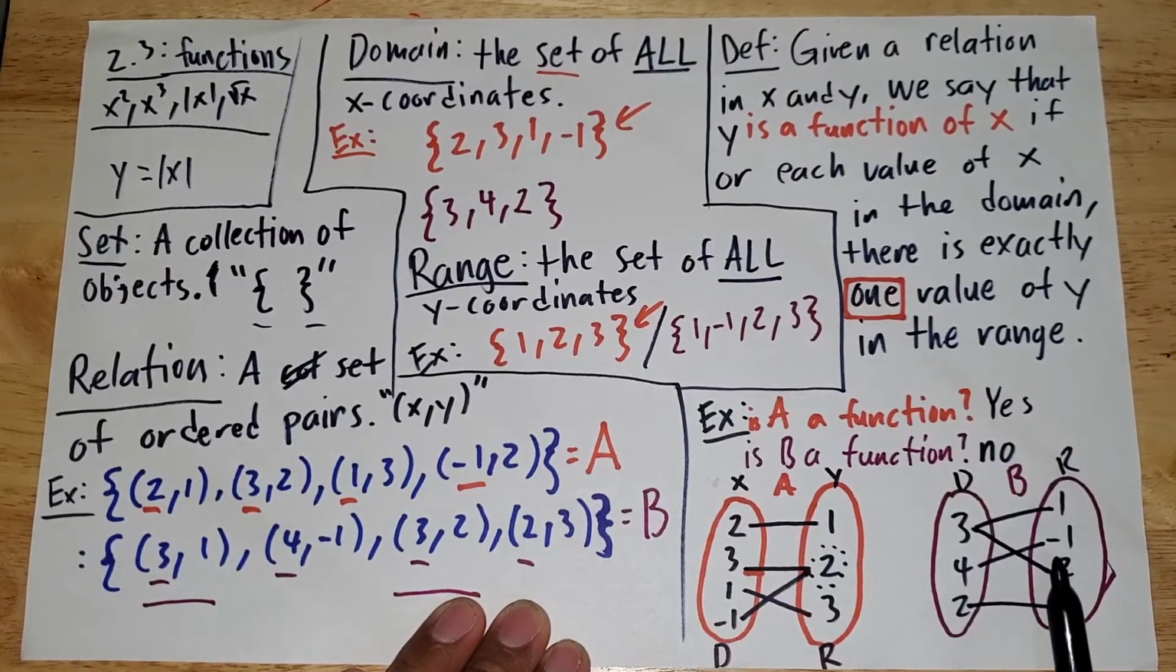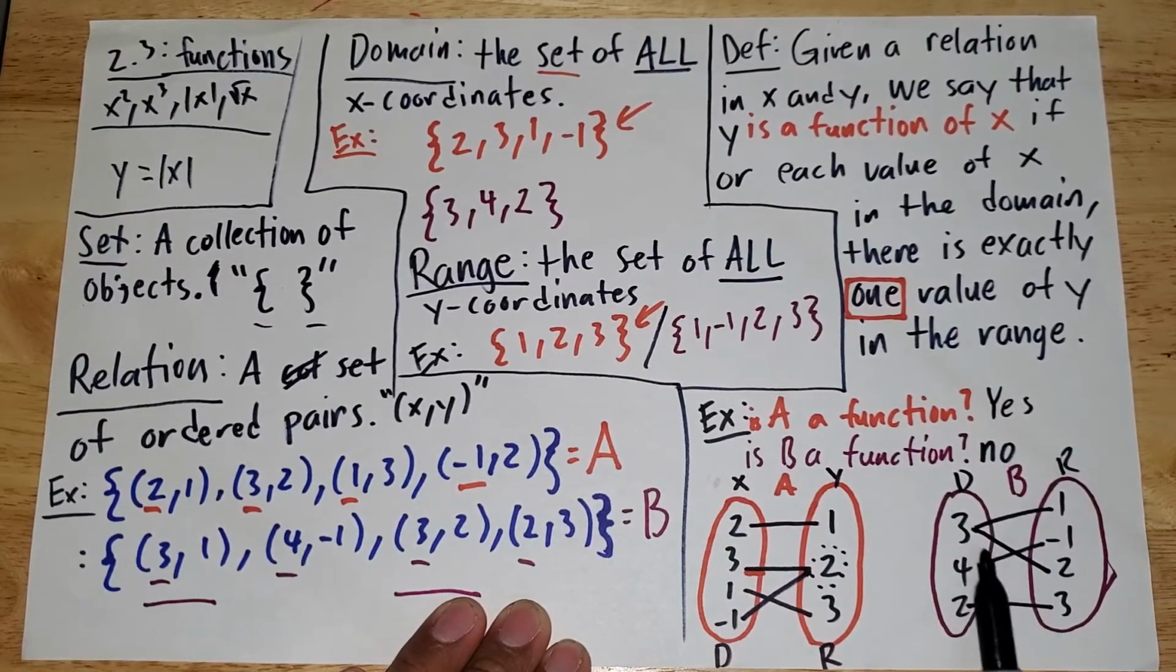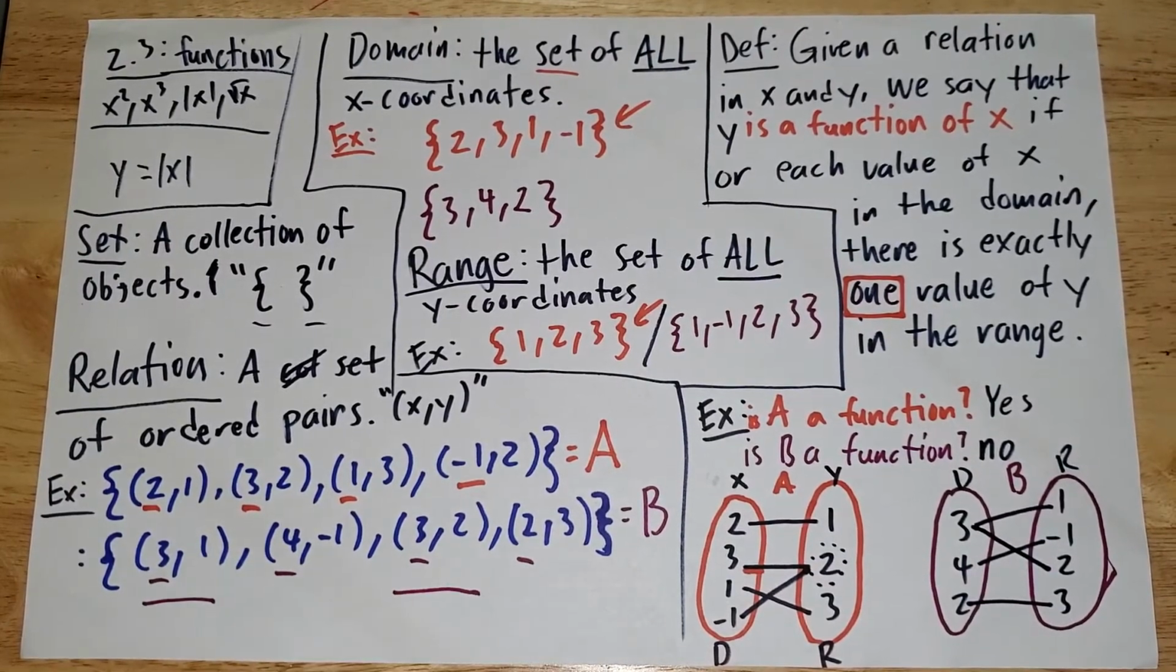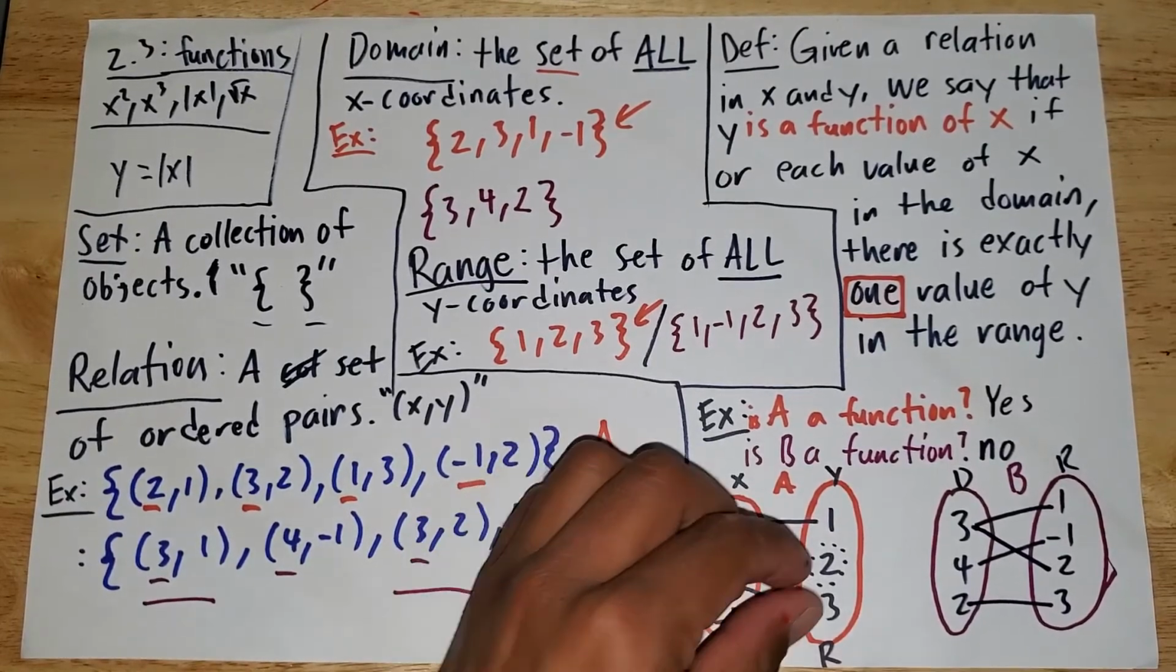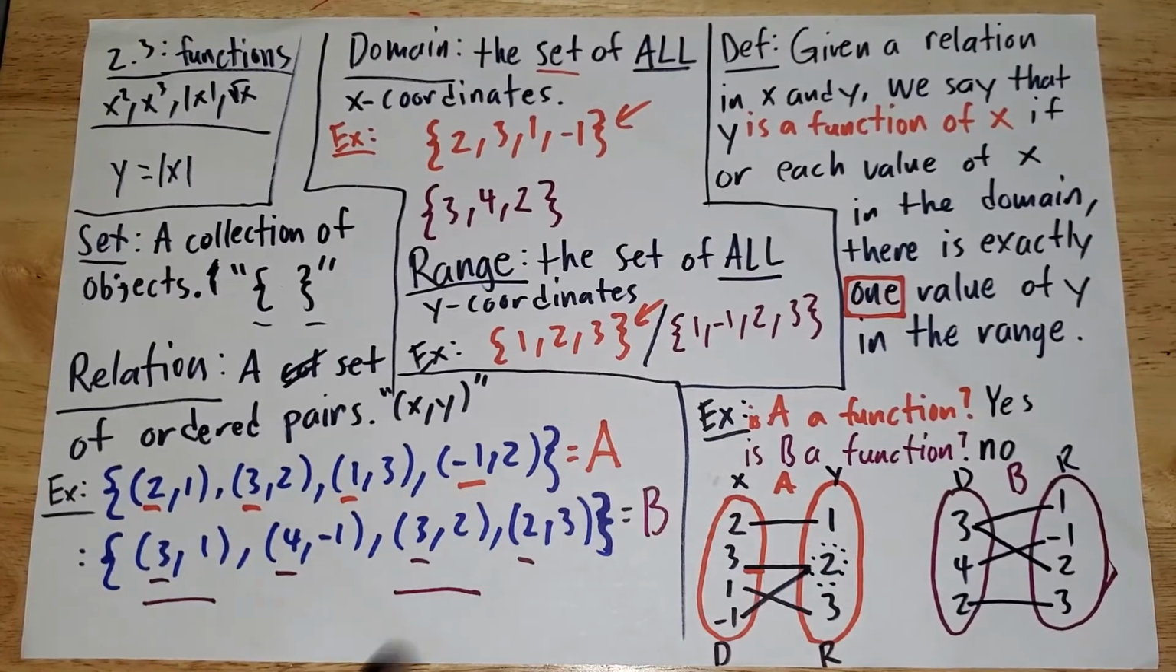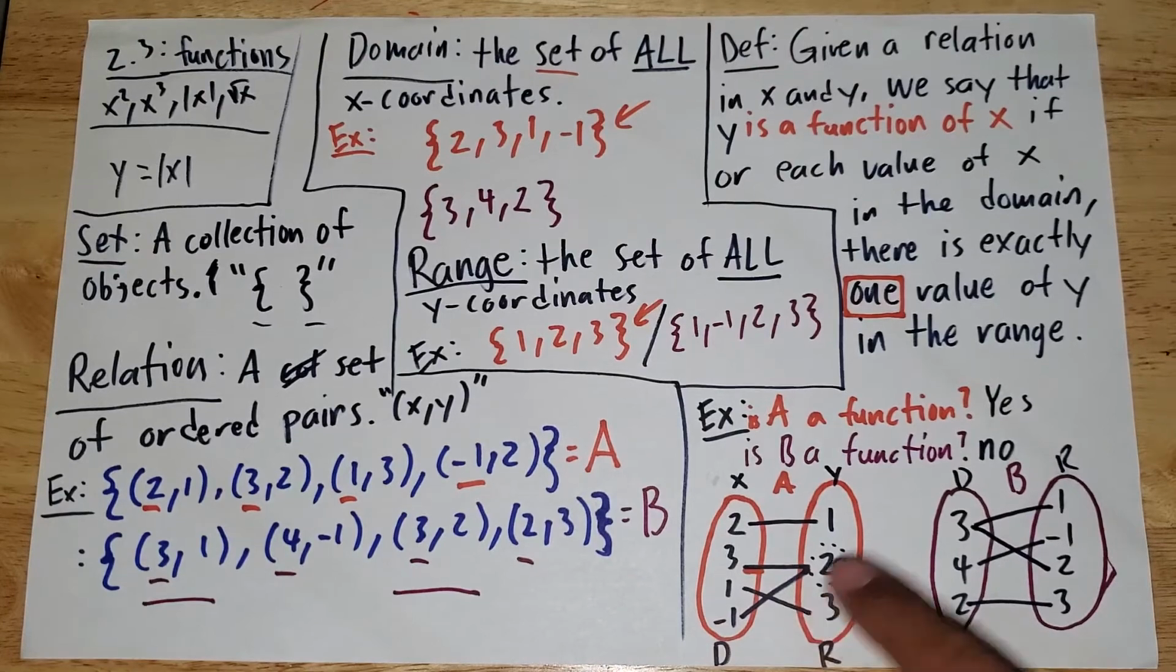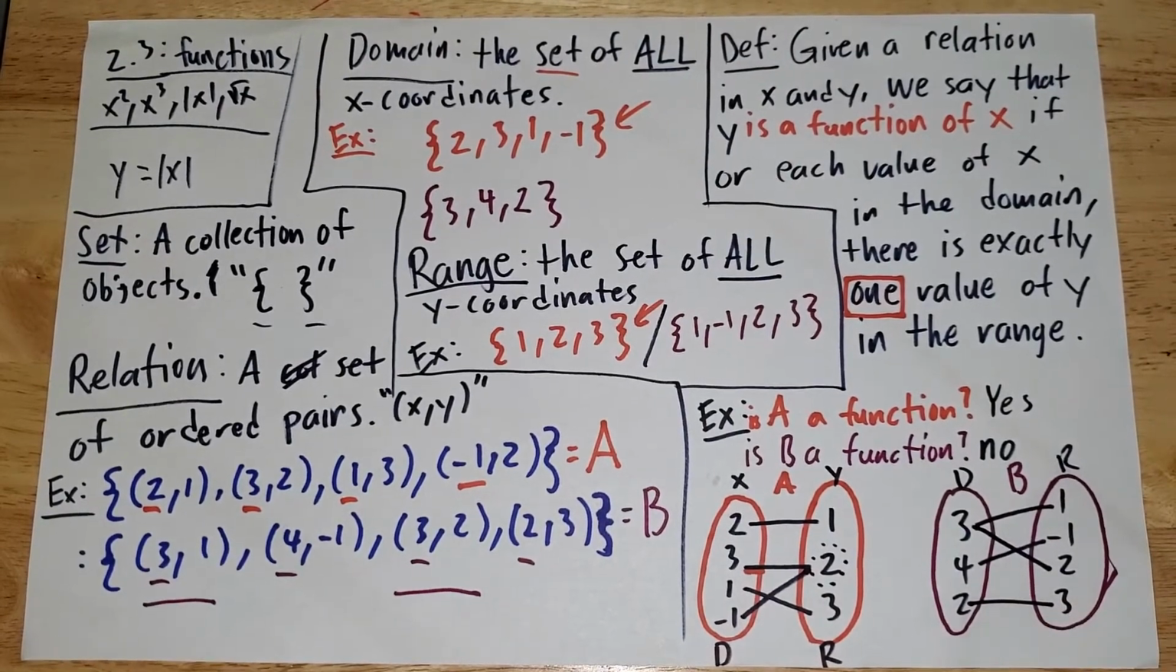4 is only going to -1, so it's only going to 1. But then this 3 goes to 1, 2 different y values. These 2 different x's are only going to 1 y. So that's perfectly okay. Whereas this is not okay. So this was a function. This is not a function.